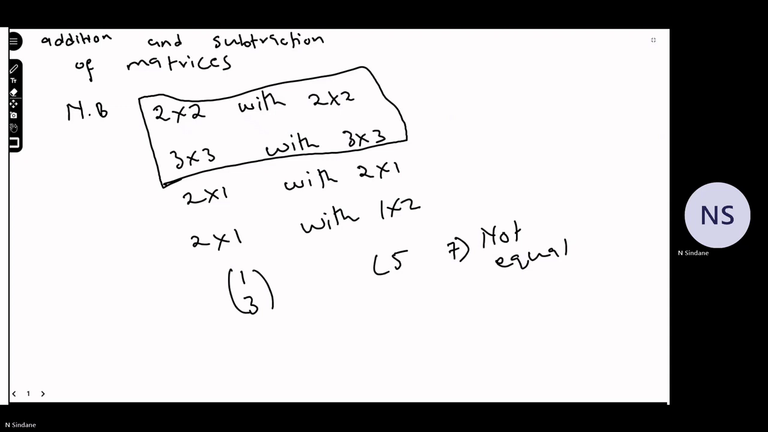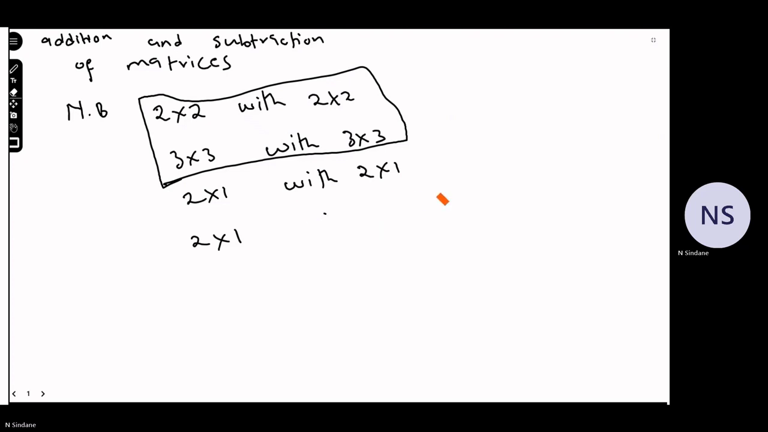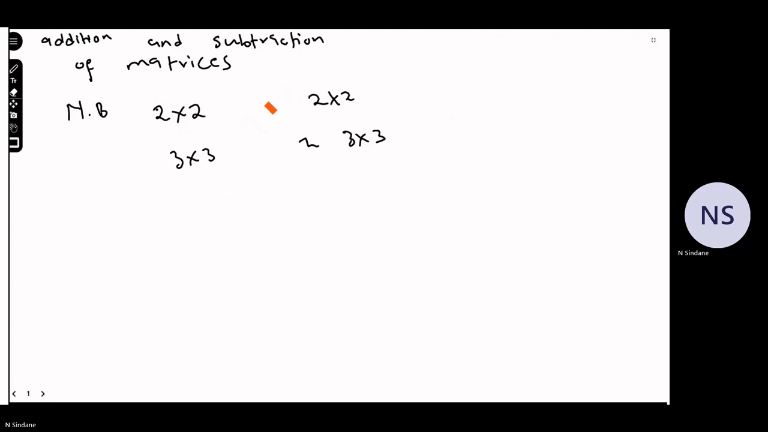So that is a very important thing to note. You cannot add matrices of unequal arrays, right? If your arrays are not equal, the matrices cannot be added. For example, a 3 by 2 with a 2 by 3, they cannot be added. Hope that makes sense and is clear. Please don't make the mistake of adding matrices of unequal arrays. Okay, let's take the first example.